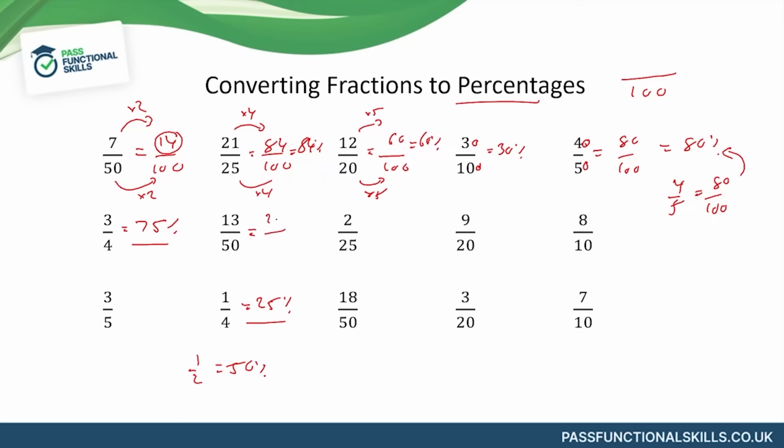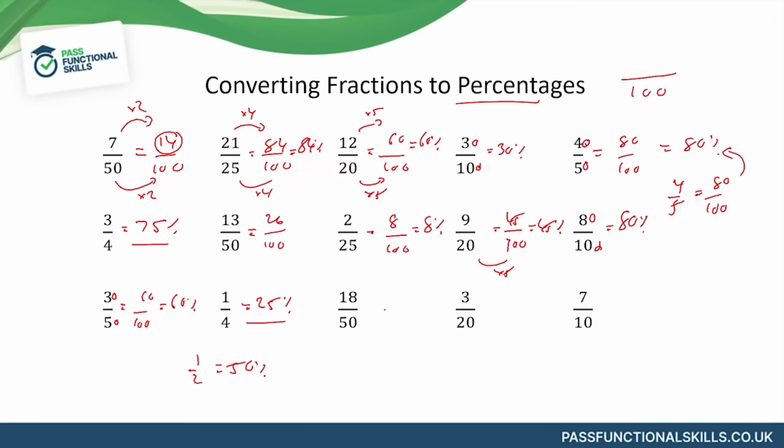13 over 50, that's the same as 26 over 100, so 26%. 25 times by 4, so 2 times by 4 is 8, so that is 8%. 20, we're multiplying by 5, so 9 times 5 is 45, so 45%. 8 over 10 is 80 over 100, so that is 80%. 3 over 5, again that's 30 over 50, so 60 over 100, so 60%.